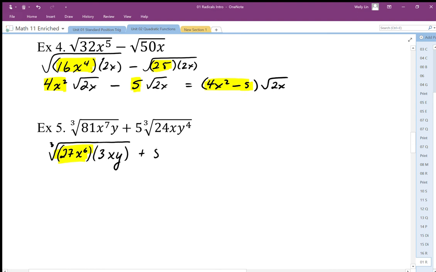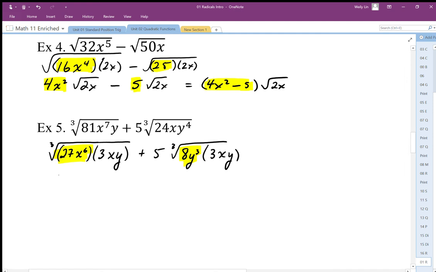Plus 5. And again, I'm looking for perfect cube parts. Well, I know 8 is a perfect cube, y cubed is a perfect cube, so there's my perfect cube parts. I'm left with x, y. So this is going to be 3xy, isn't it? I've got to take out the factor of 8, so I'm left with 3, x, and y. So again, I'll highlight the perfect cube part here. Those parts are going to come outside.